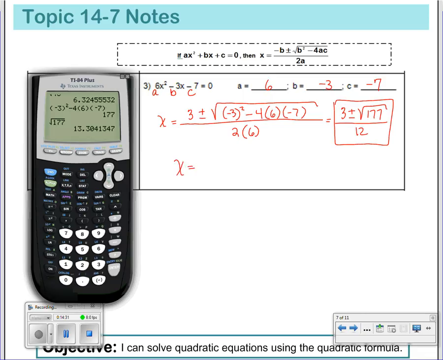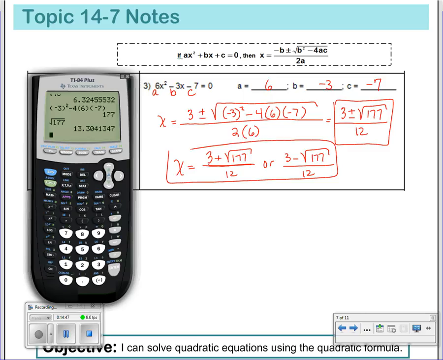So we get x equals 3 plus the square root of 177 over 12, that entire thing. Make sure your line goes all the way over. Or we have 3 minus the square root of 177. All of that is over 12. You have your two solutions.